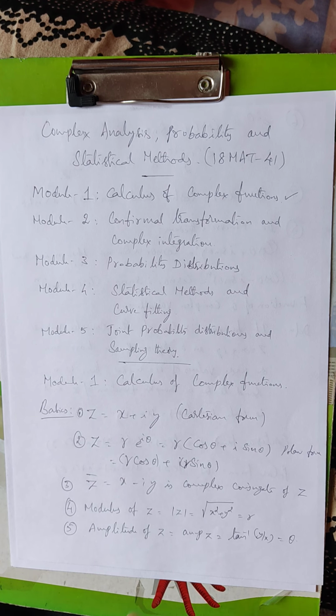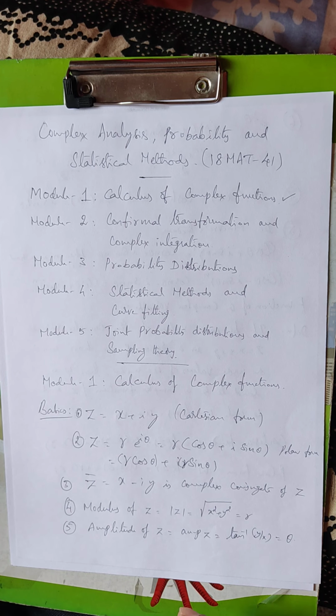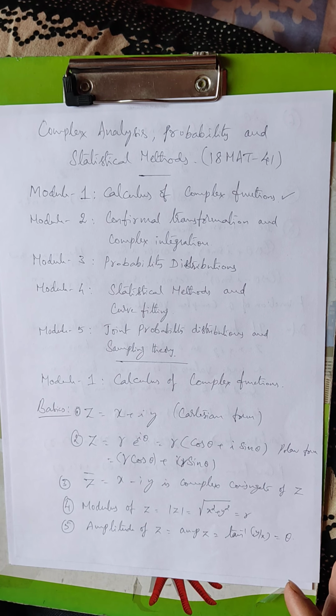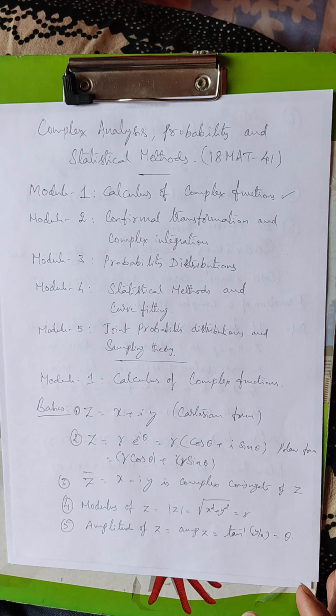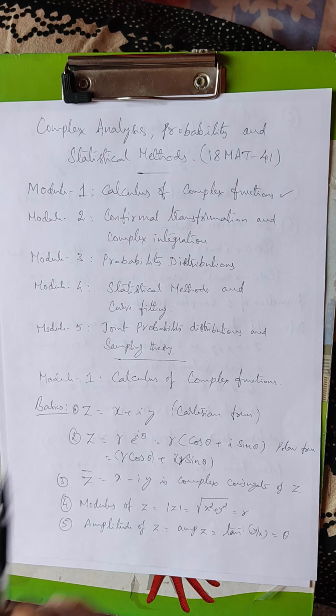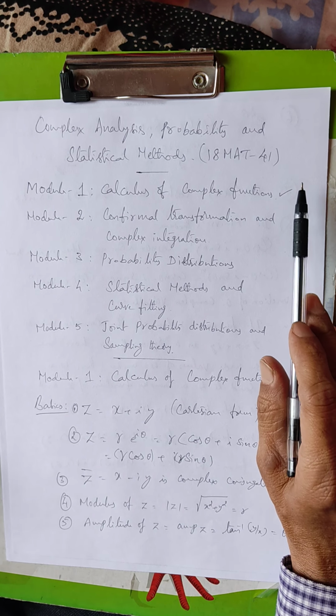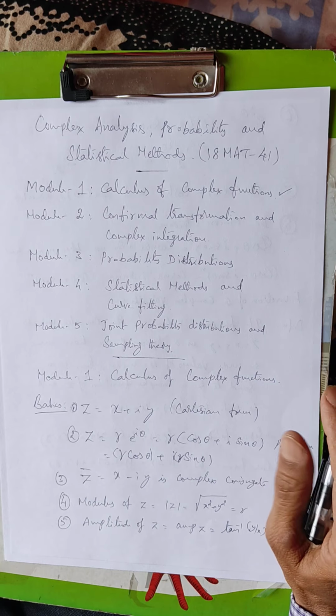Hi students. As we discussed in the last class about your syllabus and different modules we have this time. The title of the subject is Complex Analysis, Probability and Statistical Methods. Subject code is 18 MAT 41.